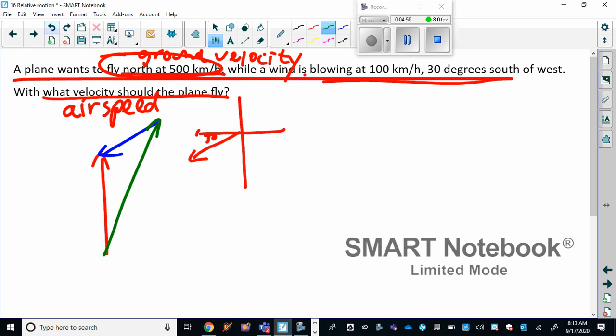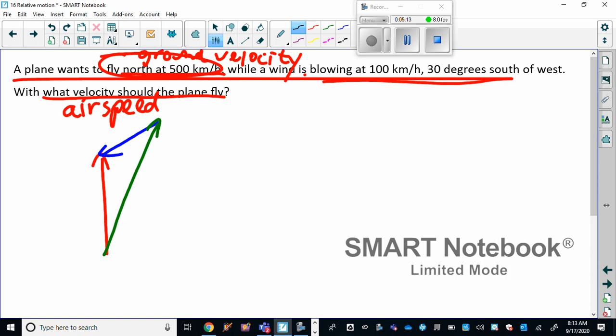Now, let's just go over this. If I point my plane in that direction and the wind is blowing in that direction, then I end up going in that direction. Just simple vector addition. Not too tricky at this point. Okay, but once you've got that diagram, then things become much easier.